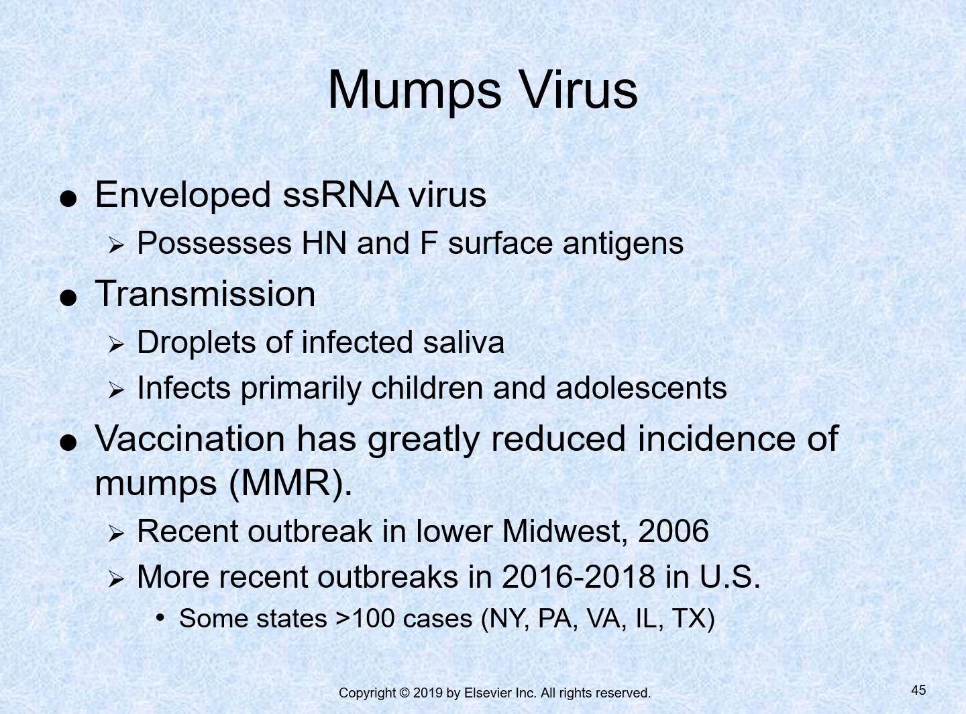The MMR vaccine has greatly reduced the incidence of mumps infections, although recent outbreaks have occurred, such as the one that occurred in 2006 in the lower Midwest, and then even more recent outbreaks in 2016 to 18 in the United States, with some states reporting over 100 cases, such as New York, Pennsylvania, Virginia, Illinois, and Texas.